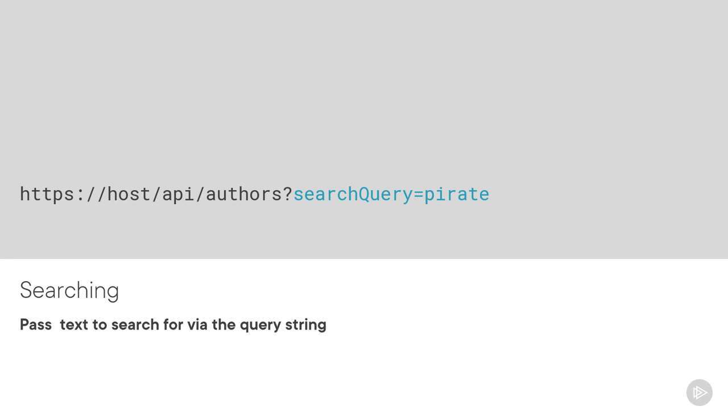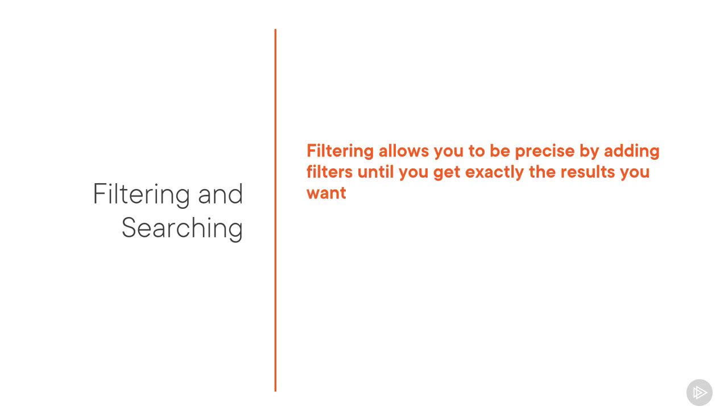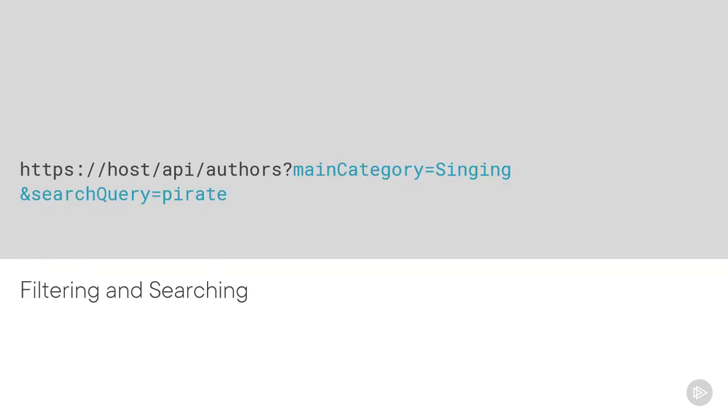So, filtering and searching are different. Filtering allows you to be precise by adding filters until you get exactly the results you want. Searching allows you to go wider. It's used when you don't exactly know which items will be in the collection. You can see an example on screen in which we're searching for any author related to pirate with main category singing.